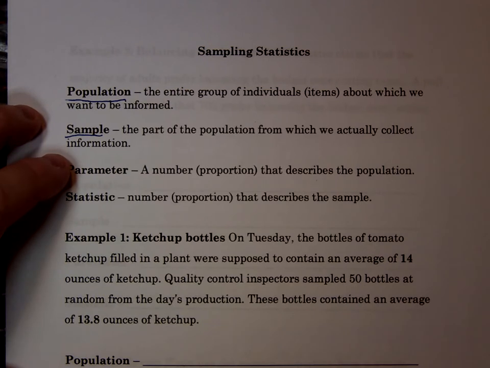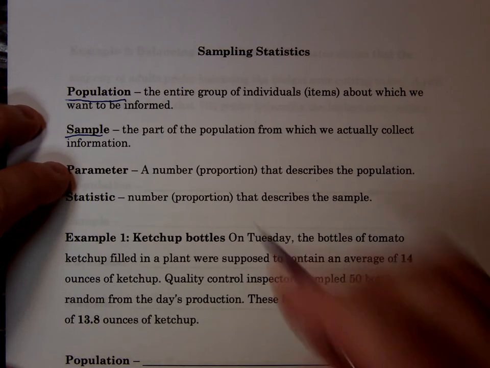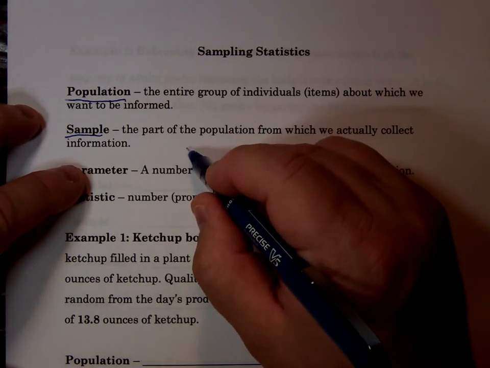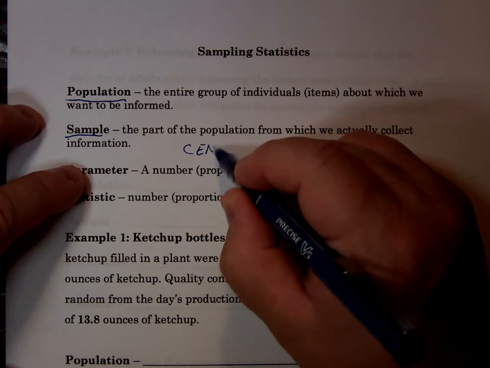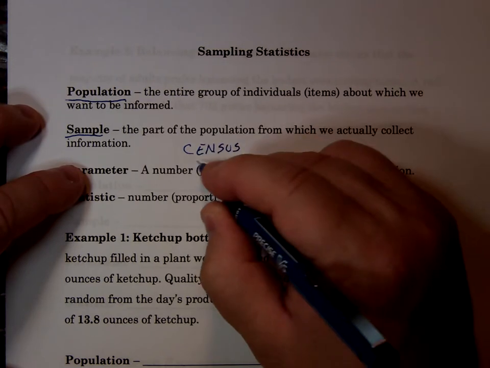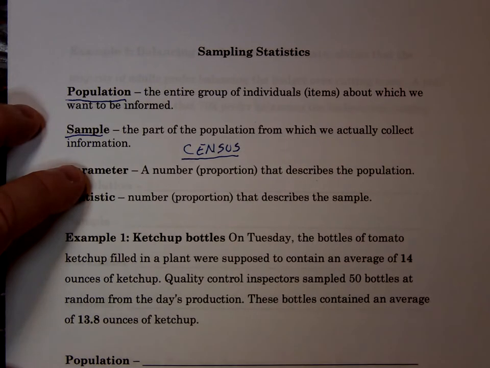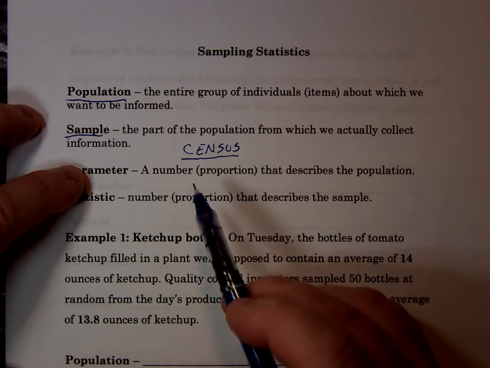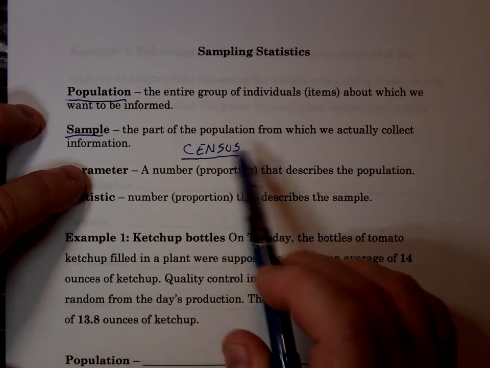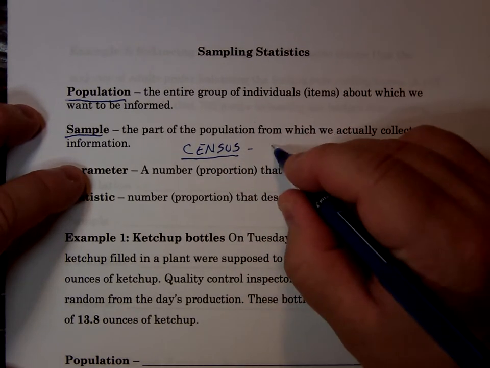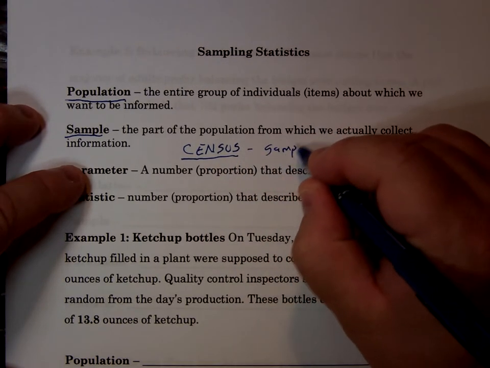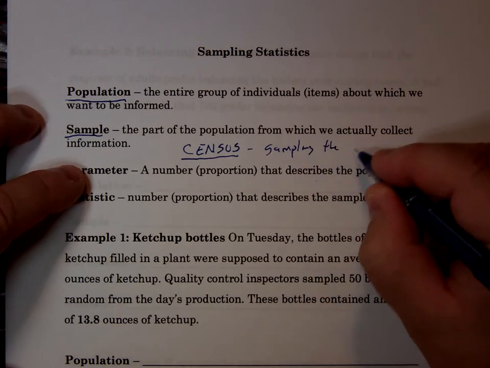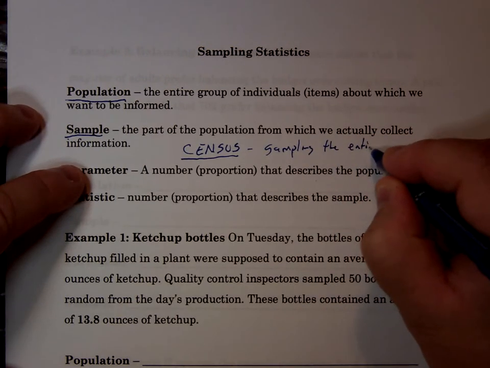Now there are situations where you do poll or sample every single piece of the population, and if you do that, it's called a census. And we do a census every 10 years in the United States, where every single person in the United States is supposed to be counted. But that's not the only census. A census is just a word that means you are sampling the entire population.